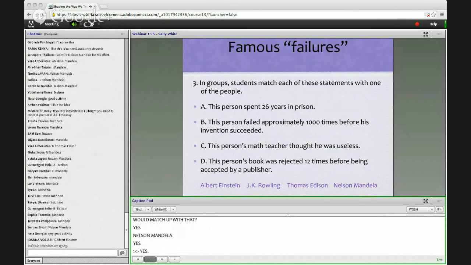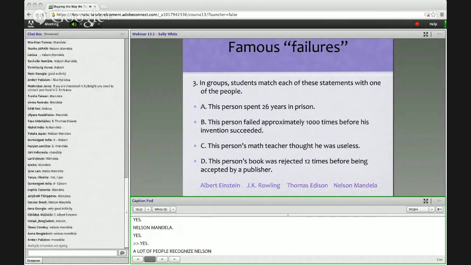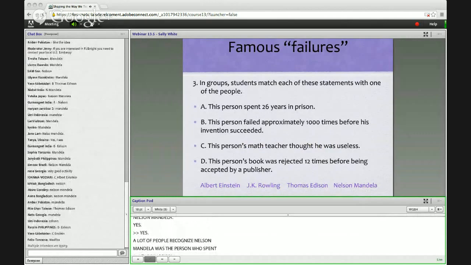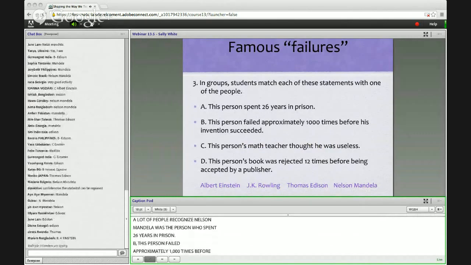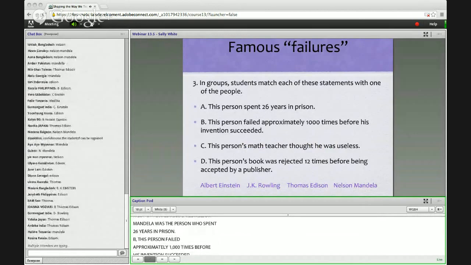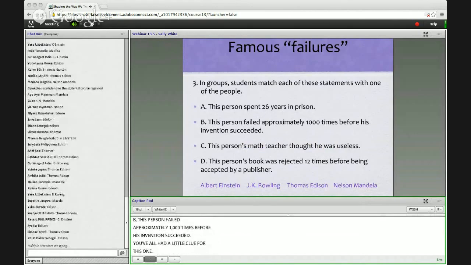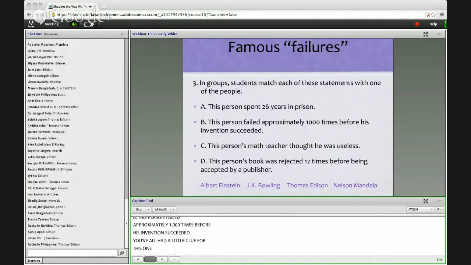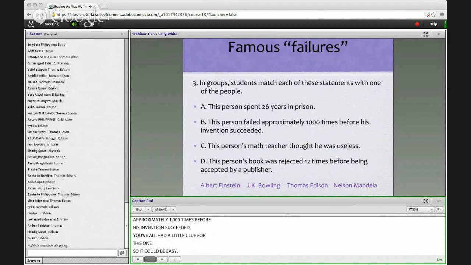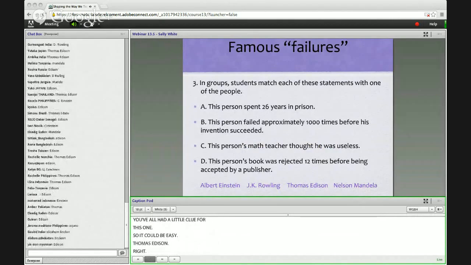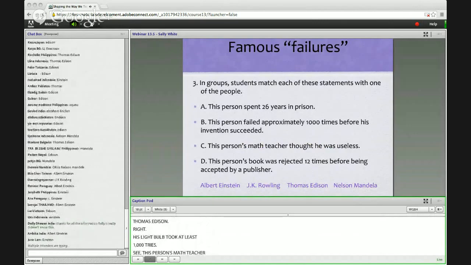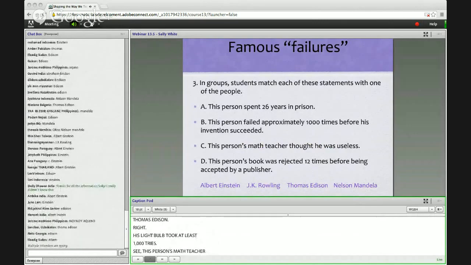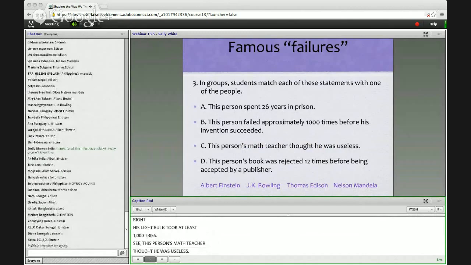B, this person failed approximately 1,000 times before his invention succeeded. You've all had a little clue for this one, so it could be easy. Thomas Edison. Right, his light bulb took at least 1,000 tries. C, this person's math teacher thought he was useless. Einstein. Hard to believe, really.